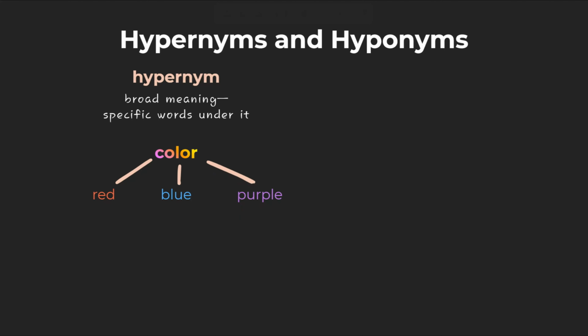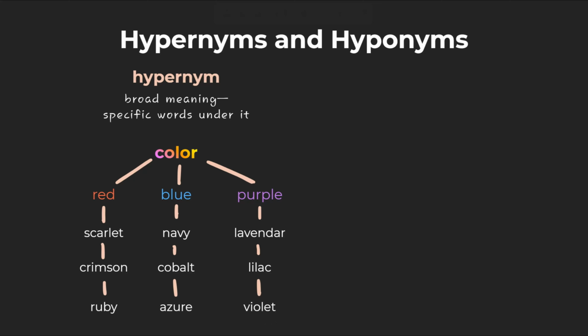A hypernym is a word with a broad meaning that includes more specific words under it. For example, color is a hypernym of red, blue, or purple. And within those colors, we can break it down even further. Red is a hypernym of scarlet, crimson, and ruby. Blue is a hypernym for navy, cobalt, and azure. And purple is a hypernym for lavender, lilac, and violet.